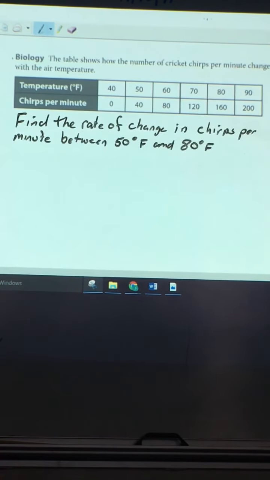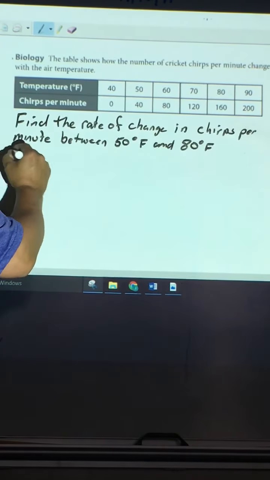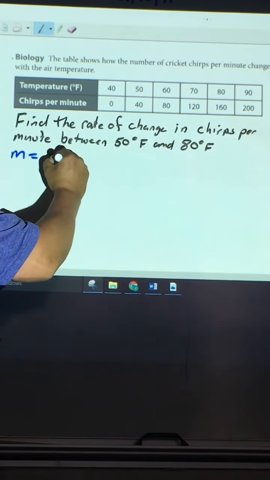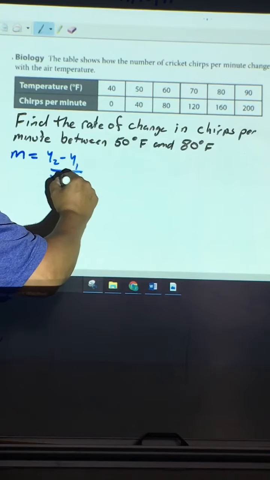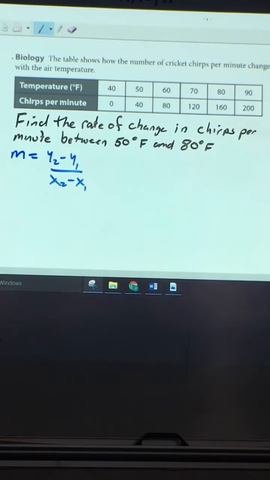At this point, the question is, find the rate of change in the chirps per minute between 50 degrees Fahrenheit and 80 degrees Fahrenheit. As you recall, the rate of change is actually a fancy name we give for slope. So we need the equation for slope. The equation for slope was m equals y2 minus y1 over x2 minus x1. Now we just need to figure out which one is x and which one is y.